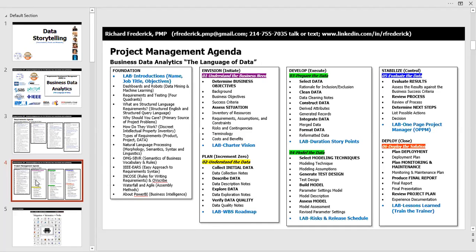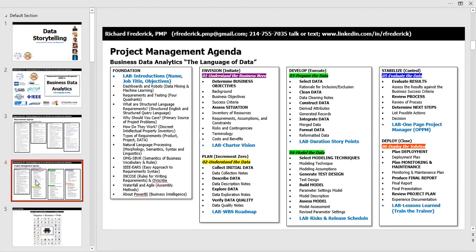Depending on your environment, we use different words like envision and initiate, or plan and increment zero, or develop and execute and develop and model, or stabilize and control, deploy and close. If you're a traditional PMI oriented project manager, or if you're an agile project manager, this class is designed to fit both of those, and again is geared very much towards data.